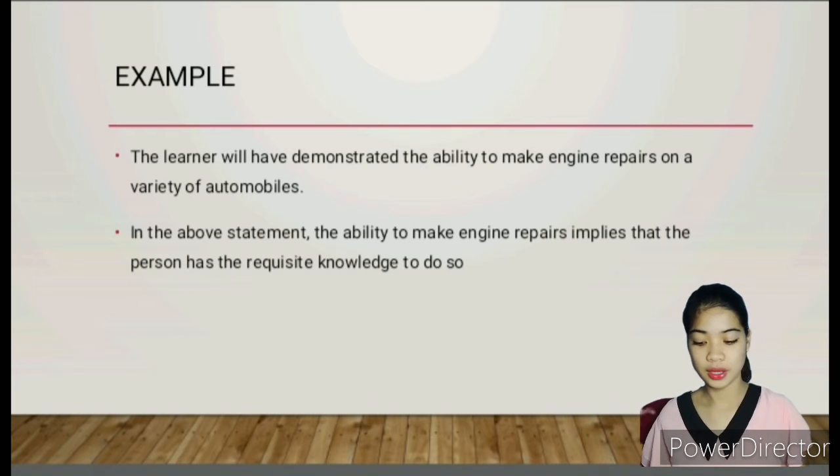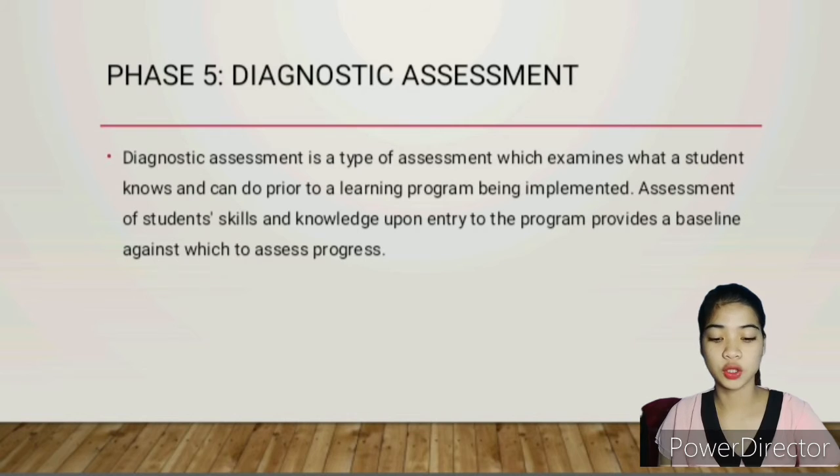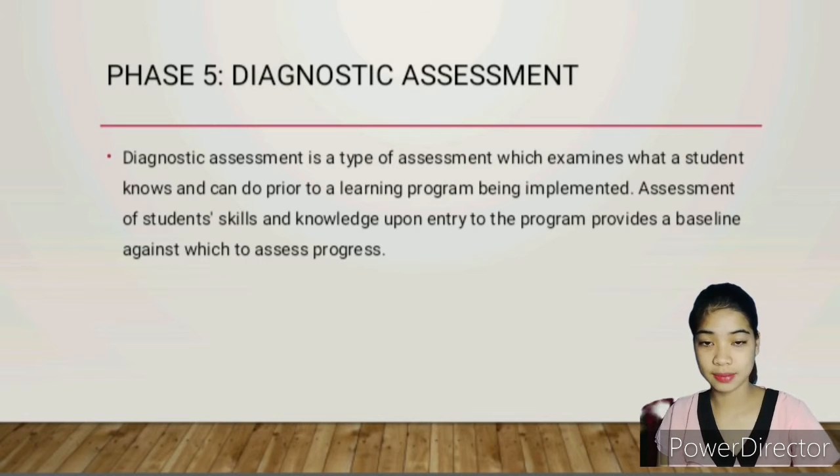Next, phase number 5 is the diagnostic assessment. Diagnostic assessment is a type of assessment which examines what students know and can do prior to the learning program being implemented. Assessment of student skills and knowledge upon entry to the program provides a baseline against which to assess progress.